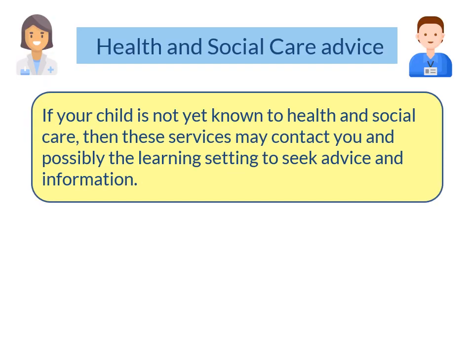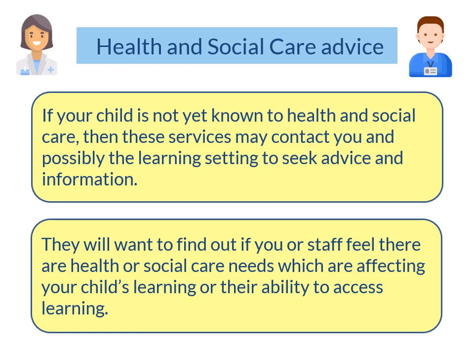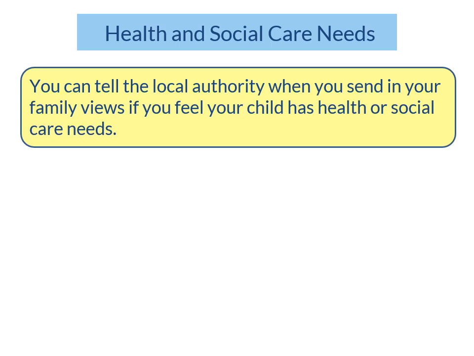When it comes to health and social care, if your child or young person is not yet known to these services, then they may contact you and possibly the learning setting to seek advice and information. They will want to find out if you or staff feel that there are health or social care needs which are affecting your child's learning or their ability to access learning. You can tell the local authority when you send in your family views if you feel that your child has health or social care needs.